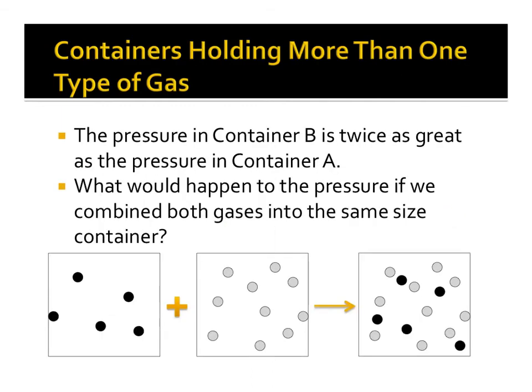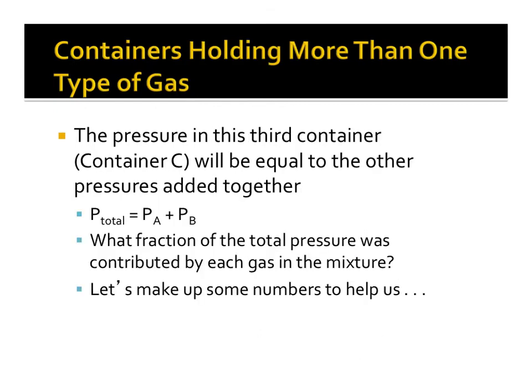Okay, what happens if we put these two together? So we had 5 from A, 10 from B, and we put them together, and really we have 15 molecules sitting over here in our final set. But what happens to the pressure when we get over there and we add it?